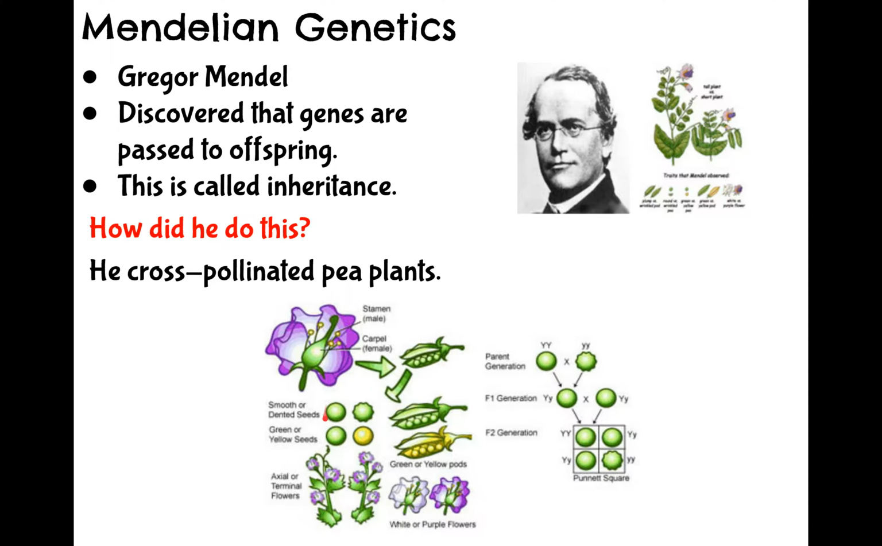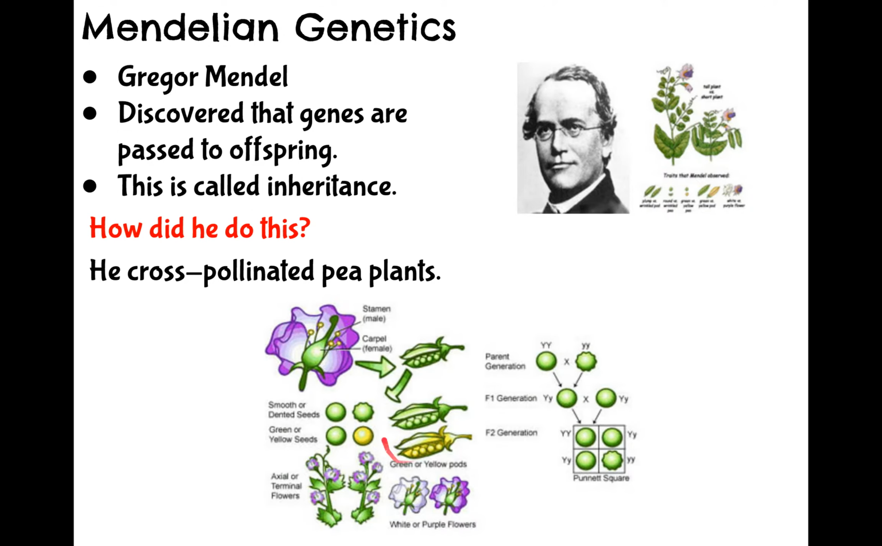But what you notice here is that he had a variation of different types of pea plants. In his studies, he found that not all pea plants were smooth and green. He had some that had dented seeds and some that had yellow seeds.